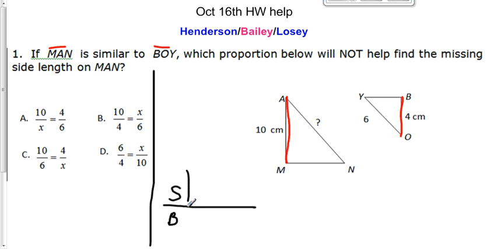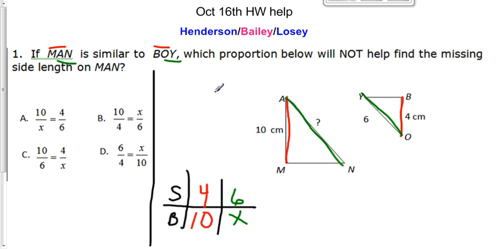So on the small one right now, in the red, the small one is 4 for the BO, and the large one, MA for man, is 10. Those go together because it's the same side of the triangle. Okay? Now I need to pick another side. The only other side given to me is OY. If OY is given to me, OY is the last two letters, then I have to use AN. So AN, and that's the question that we're looking for. So again, 6 on the small one on the boy, and my X on the man.